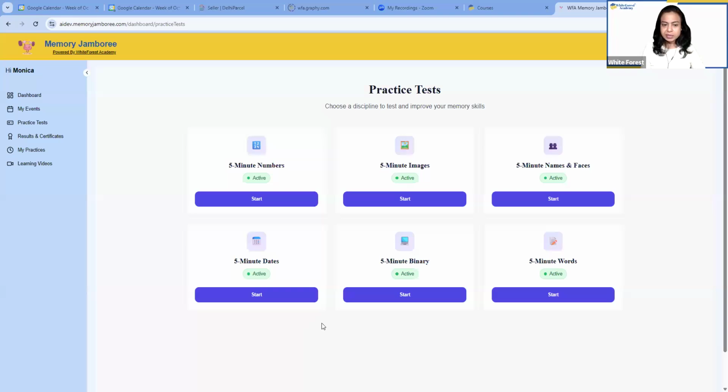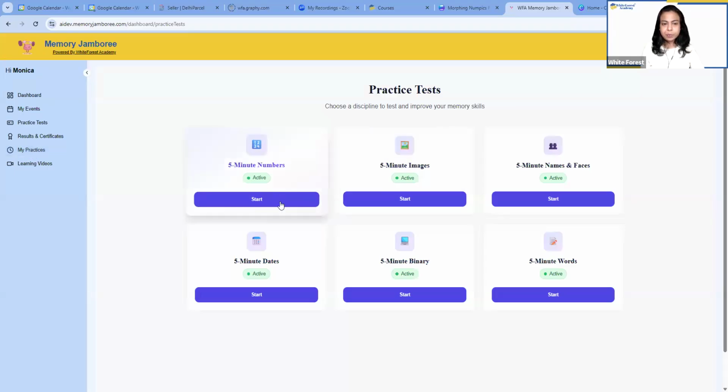All right. So now let's see, using this memory palace that we have created, how to memorize a list of numbers. Okay. So we're going to see how to memorize a list of numbers using the memory palace. So here is our AI dev, a software where we can memorize a list of numbers. So let's see how to do that.